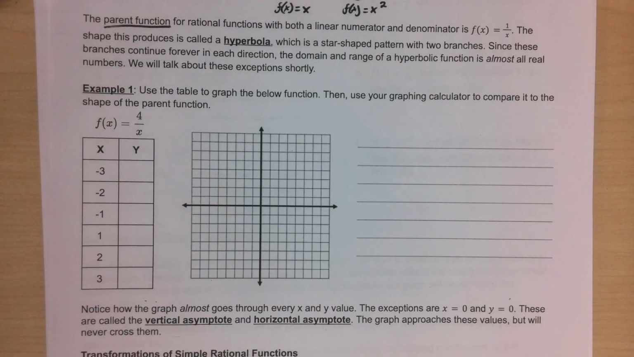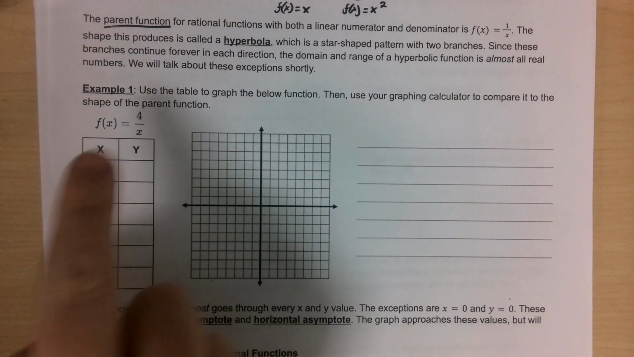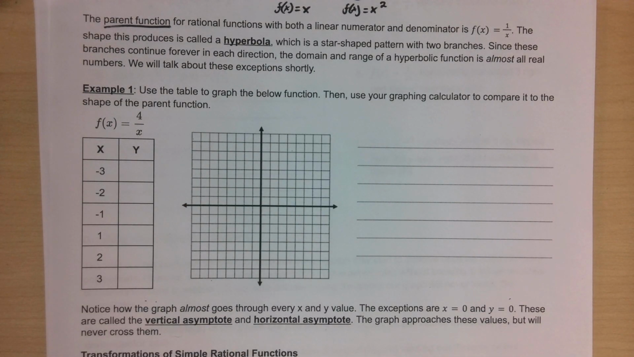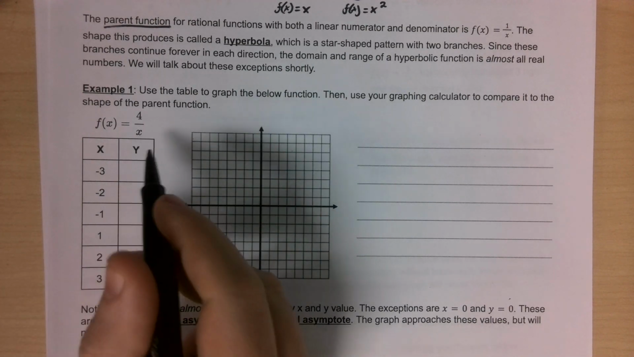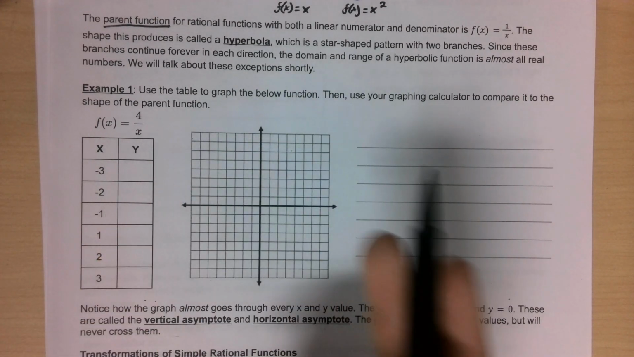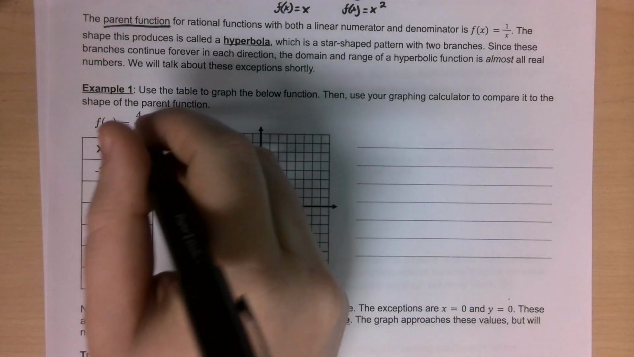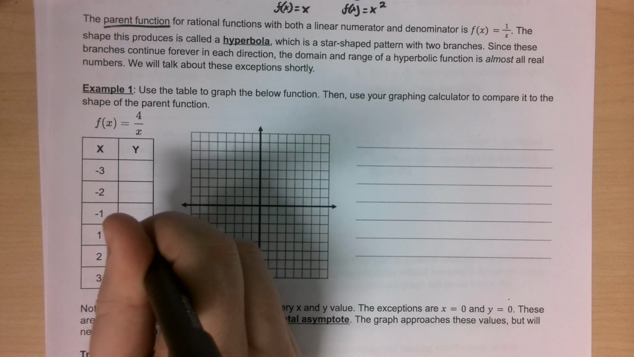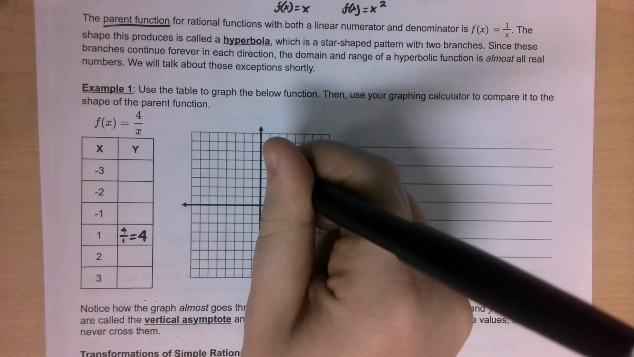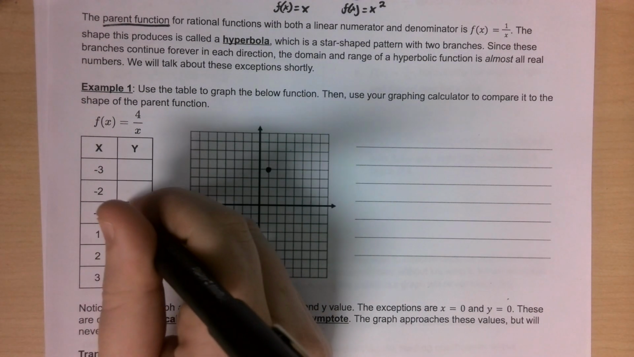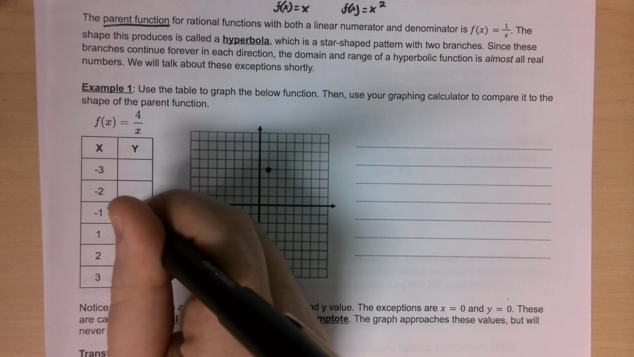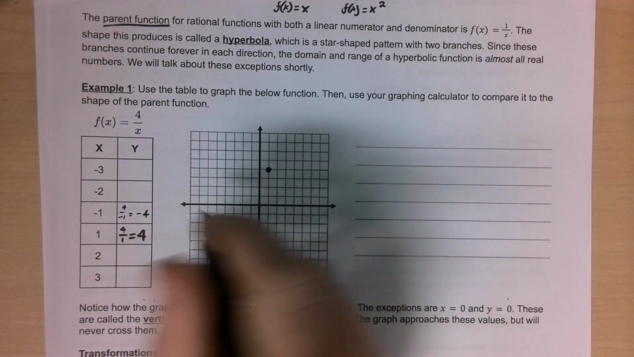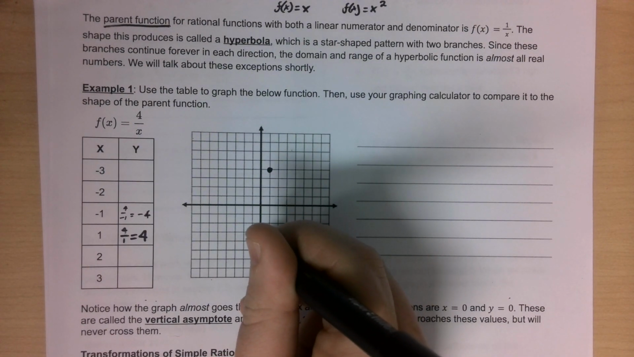So here's what we're trying to do. We're trying to graph f of x equals 4 over x. How do we do it? Well, anytime you have a function that you don't know what it looks like, the best thing to do is to plug in for x. So for instance, if we plugged in 1 here, 4 over 1 is just 4. So we know there's going to be a dot at (1, 4). With negative 1, it's going to be 4 over negative 1. That's negative 4. So (negative 1, negative 4) is a point.